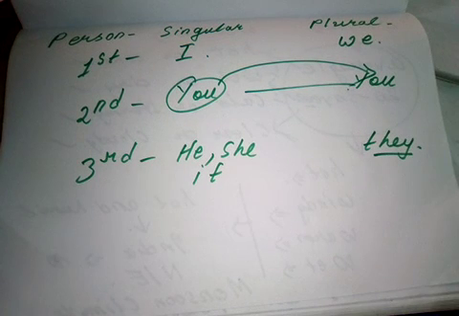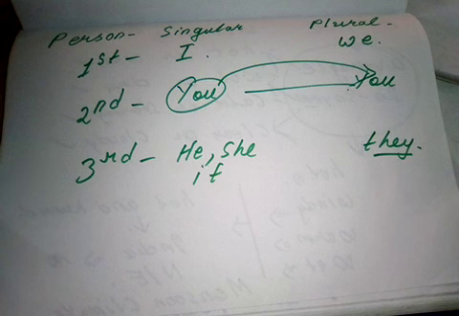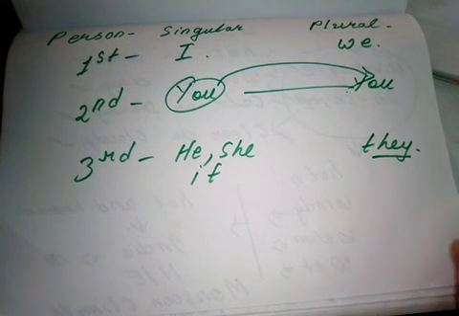Another thing, which is quite easy, is learning about person, that is singular and plural, two types of person, and three forms in person. In singular, first person I, second person you, third person he, she and it. And in plural, first person we, second person you, since you is used in both singular and plural, and third person they. So let's start with tense.